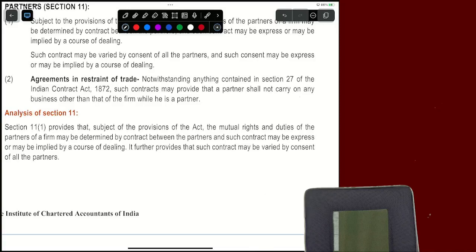I am a chartered accountant. He is a chartered accountant. He is also a chartered accountant. All the three chartered accountants started a firm, A, B, C and Co. Three persons are there. Chartered accountants, head office Hyderabad. We started and we did our profession for 3 years.